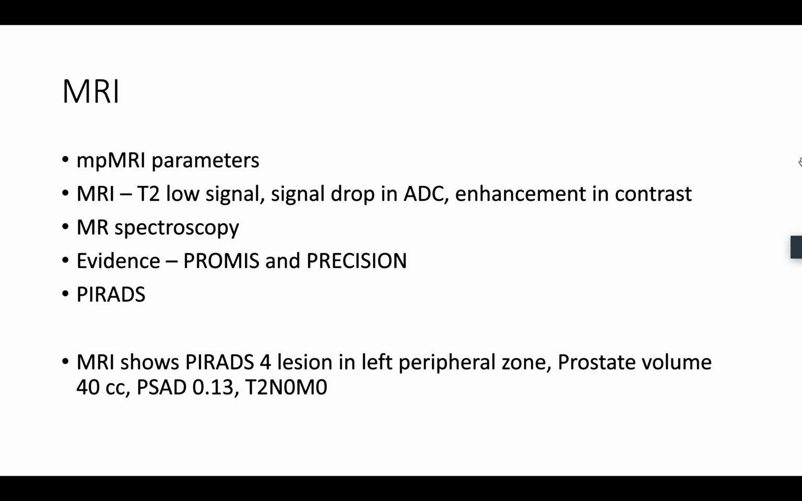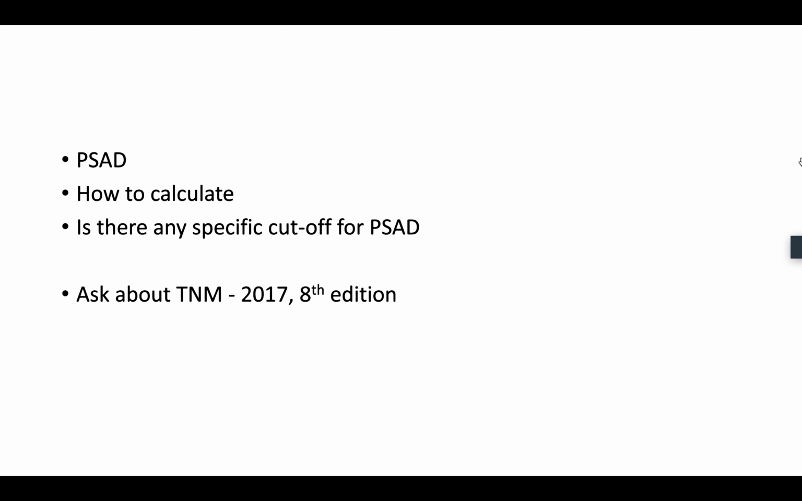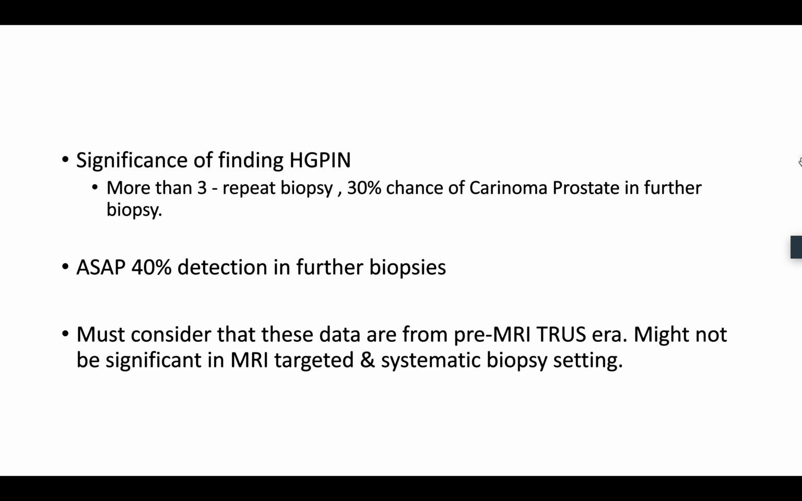Any specific reason you are taking 24 cores? So this is based on the Ginsburg protocol, but I don't know any more details beyond that. Okay, so in that 24 itself, you will include your targeted left peripheral zone, which is showing suspicious areas in the MRI. Okay, that's good.